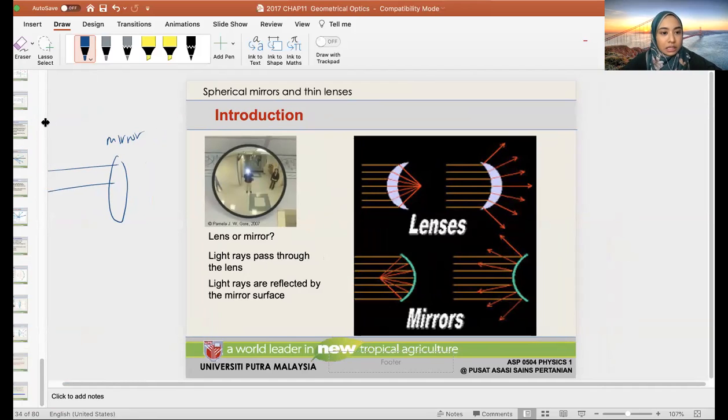Lens lets the light pass through. Mirror does not let the light pass through, which means that it's opaque. But it does not mean that the image cannot form behind the mirror. So we will see later on what that means.